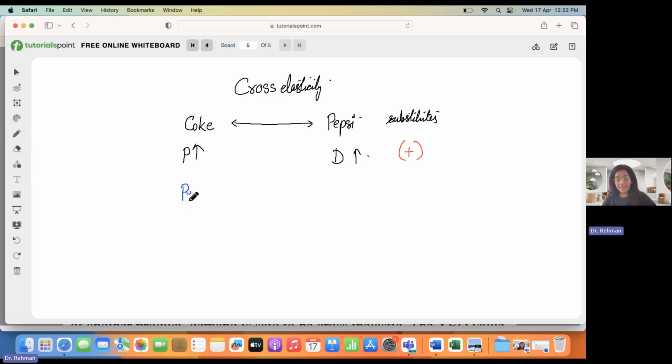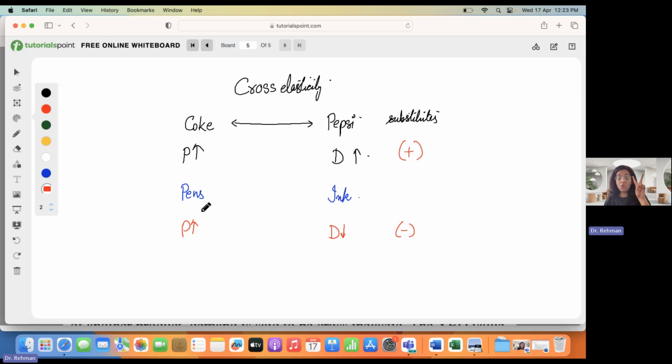Let's talk about pens and ink. The fountain pens and the ink used in the pens. If the price of pens increases, people buy fewer pens because they're expensive, and hence they also buy less ink, fewer ink bottles. So the demand decreases. So this is a negative relationship.